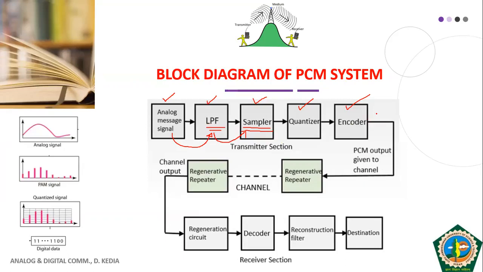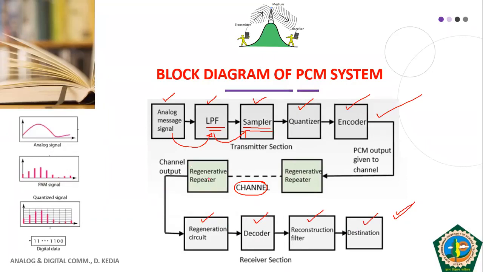So this is my PCM transmitter. The PCM transmitter output is given to the channel. And this is my receiver section. In the receiver section, as I told you, I'll have the reverse of the transmitter section. I'll have the decoder, and the reconstruction filter, as I told you in the sampling theorem proof, and this is my destination. Obviously I'll also have one regeneration circuit. I'll tell you about this in the next slide. So this is my block diagram of the PCM system.